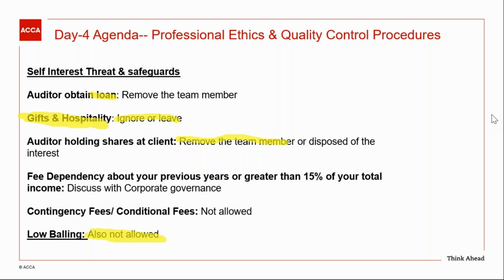These are all the examples which I have given to you, which come under the umbrella of the self-interest threat, and we have also discussed the safeguards. So till now, from this slide, are you able to understand what the self-interest threat is and how we can reduce it by applying the safeguards?